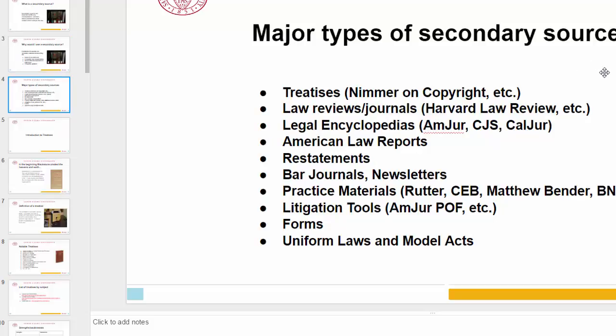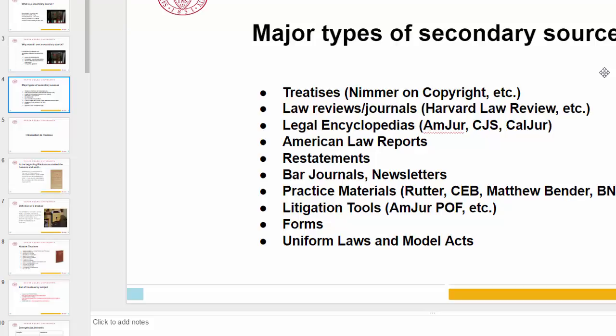Some of the major types of secondary sources that you will encounter in legal practice will include treatises. Treatises, unlike horn books, are going to be a substantive analysis of a particular area of law that's intended for legal practitioners. A horn book is similar to a treatise in that it is a substantive analysis of a particular subject, but it's designed for law students rather than for legal practitioners.